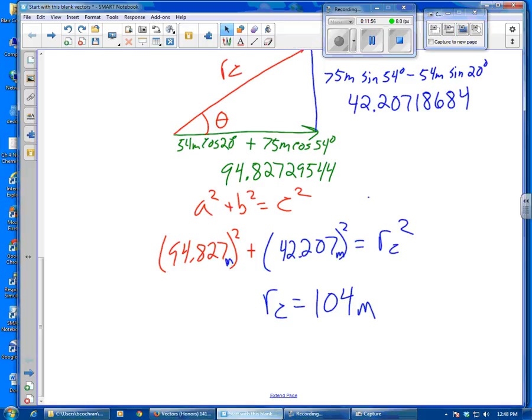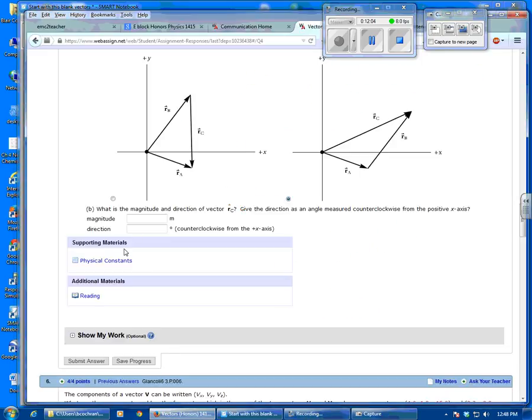Let's see if I'm right. We're going on. Direction I'm going to use tan to do.